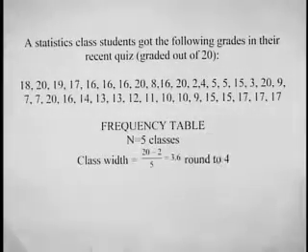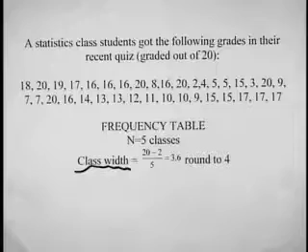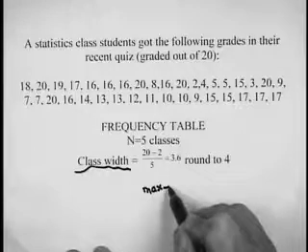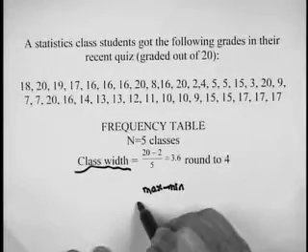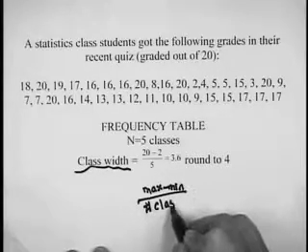To do a frequency table, I need to decide how many classes I want to group this data in. I decide that I want to pick 5 classes. The first thing you need to do is pick a class width. The class width is going to be your maximum minus your minimum, divided by the number of classes that you pick.